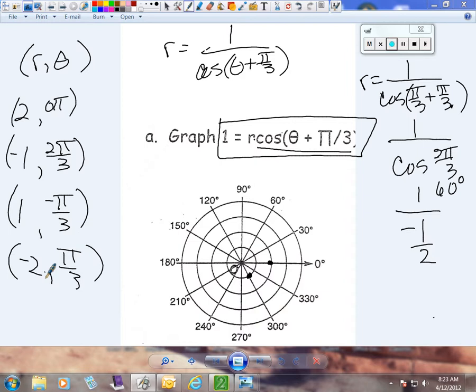So pi over 3 is the same as what in degrees? 60, which would be here, but I have to go negative 2, which means I've got to go which direction? This way. And now do you see how I found another point that's going to be straight in line with the other two? Then you draw your line and you're done.